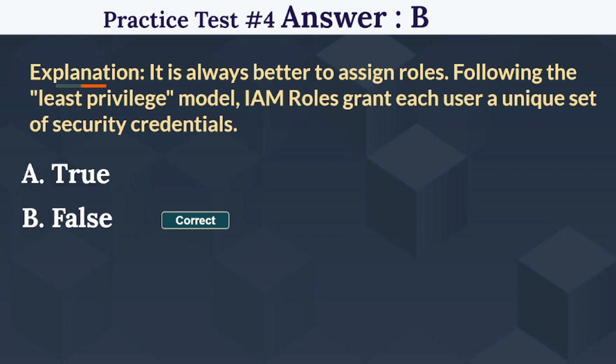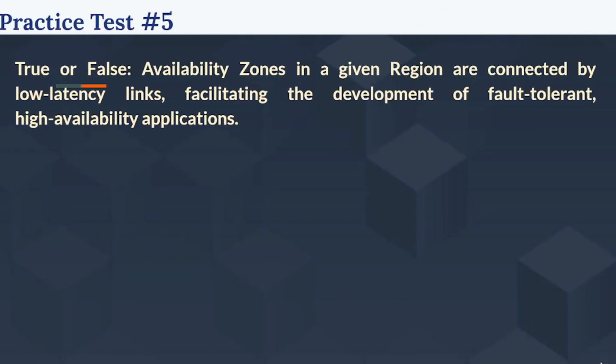So the fifth question is, true or false? Availability zones in a given region are connected by low latency links, facilitating the development of fault-tolerant, high-availability applications. So the options are: Option A, true. Option B, false. Please select your answer in the next 5 seconds. 5, 4, 3, 2, 1.